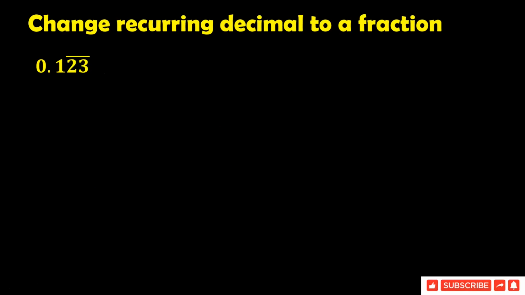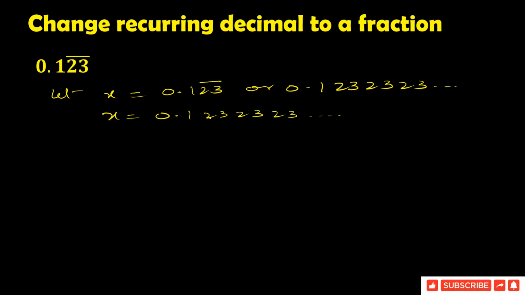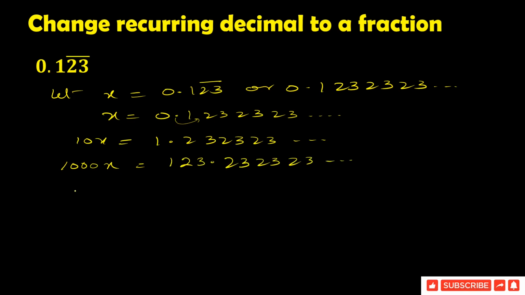Let's try this question where the bar is only upon 23. So let x equal 0.123 bar, which means 0.1232323. Here 23 is repeating only. Multiplying both sides by 10 to make 23 the only repeating part after the decimal, 10x equals 1.232323 and so on, same as we did before. Now we make 1000x equals 123.232323.